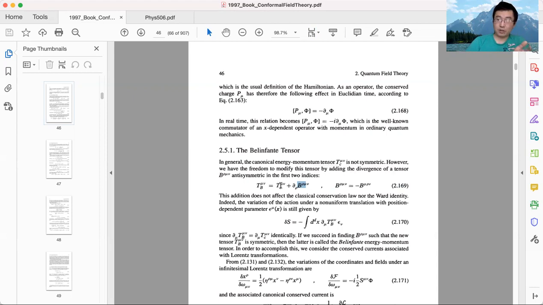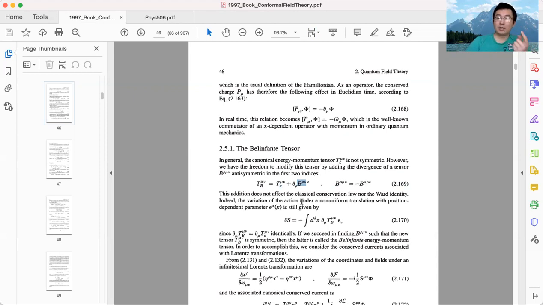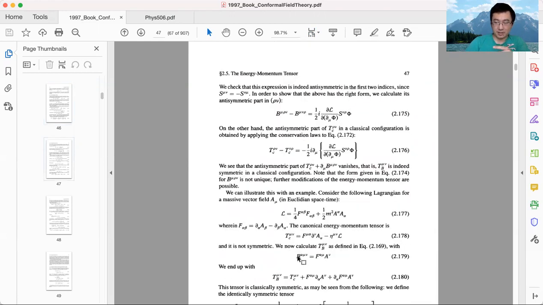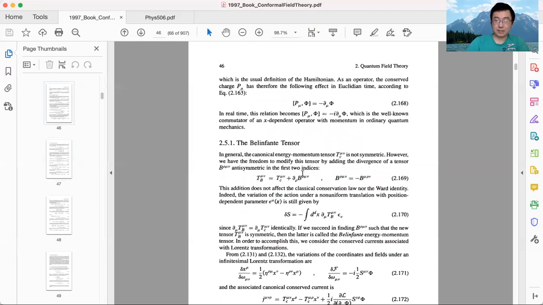But this book also explained that in E and M, there is typically a good choice of B. We choose B as F times A. F is the rank 2 tensor of E and B fields, as we showed earlier on. A is the 4D vector, the scalar and vector potential. When I multiply F and A together, I get a B. If I use that B to define a new energy momentum tensor, that tensor is the best one for E and M.